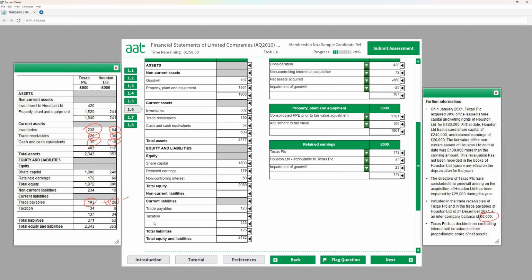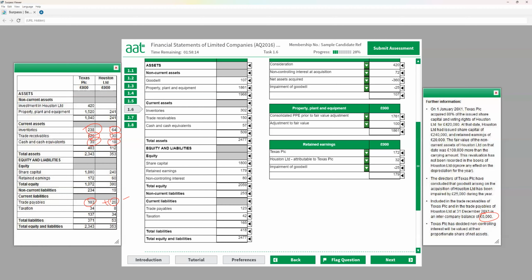And the taxation we need to add 34 plus 842. And what else we have here? So 1800, 79, 80, 2059. We have some non-current liability here. Yeah, we have a 19 plus 234. So 253. That gives me exactly 2477.